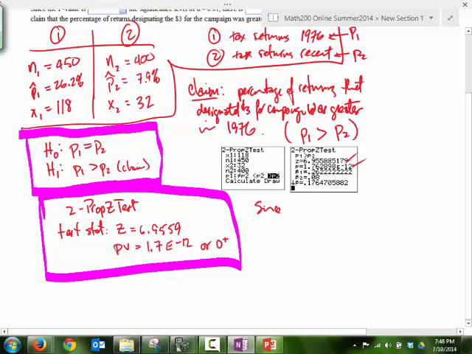When you reject or fail to reject, I need to know why you're rejecting or failing to reject. So you can say: reject the null hypothesis since PV is less than alpha. Maybe you want to write down the p-value of 0 plus being less than 0.01, or whatever the alpha was. We reject the null hypothesis.